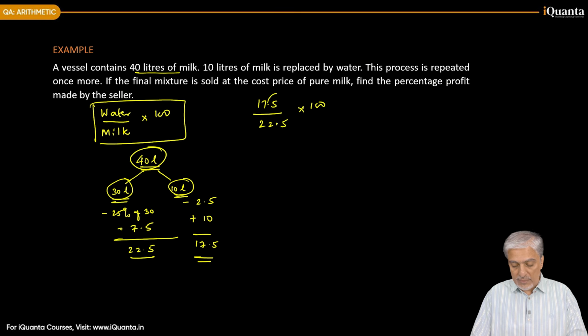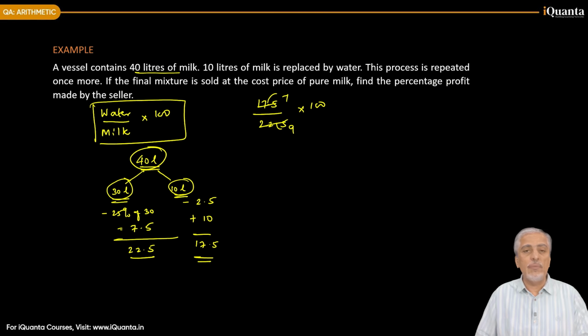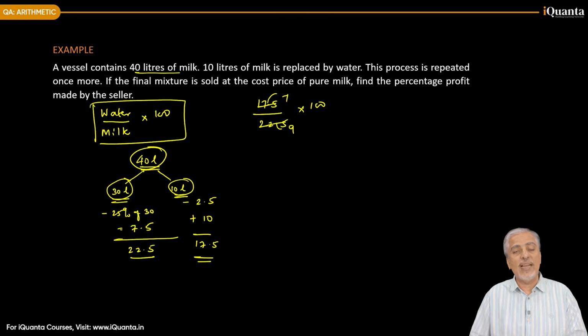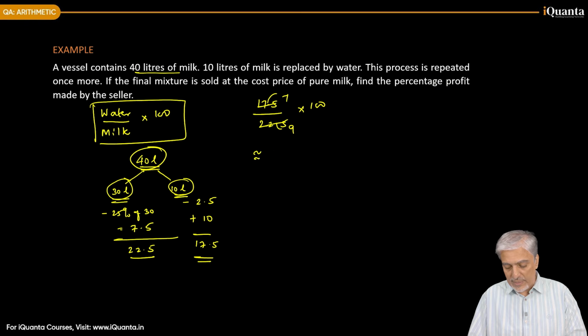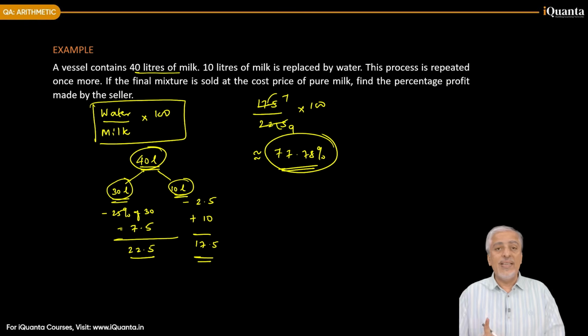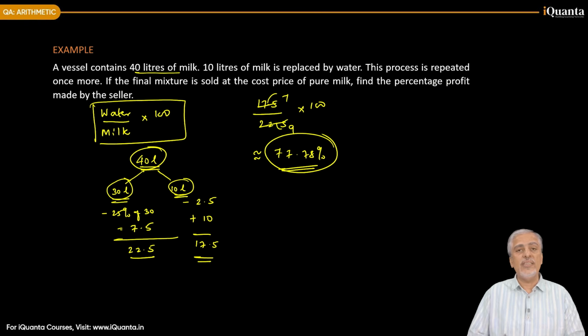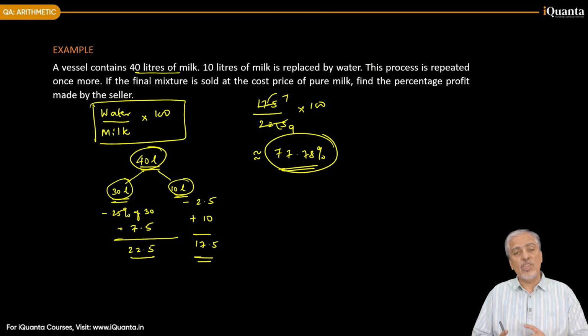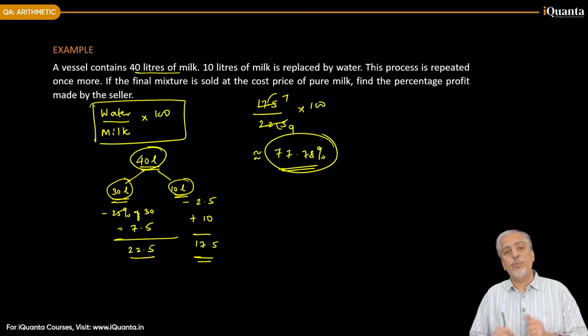If I remove this decimal and start reducing to 25, this is 25 sevens are, this is 25 nines are. We should remember from our fractions that 1 by 9 is 11.11, so 7 by 9 will be 77.77, or 77.78. So the approximate answer for this is 77.78%. And that's the profit percentage. Interesting question. It mixed two things. It spoke about mixtures where there was replacement and there was some profit percentage.